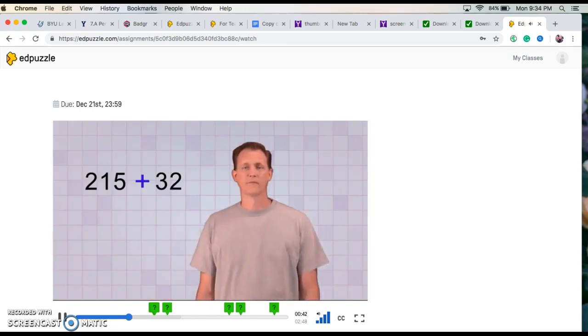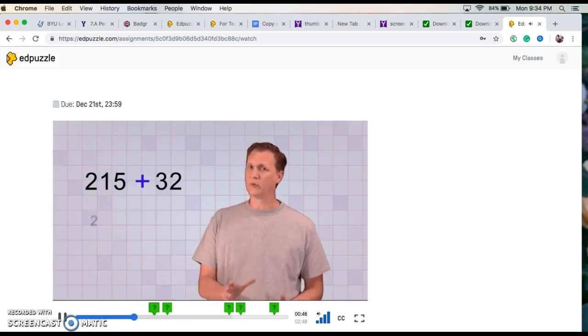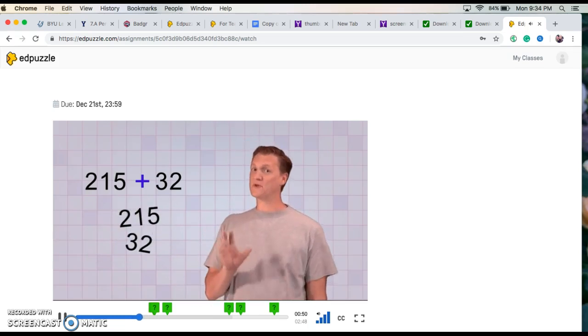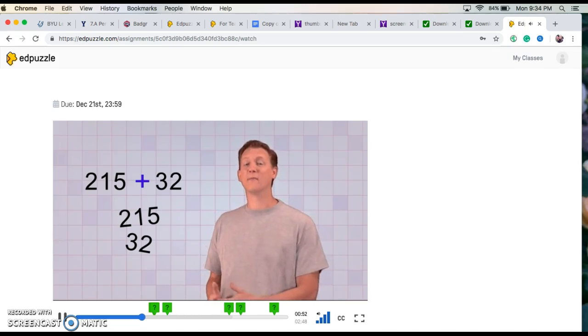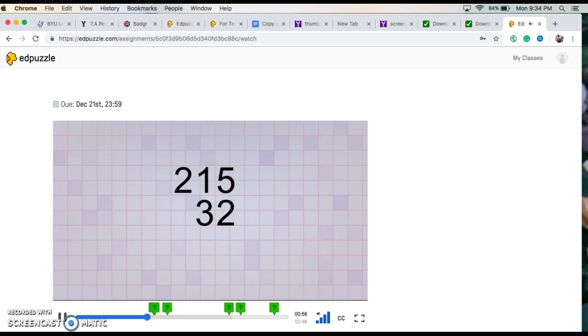Here's how it works. The first thing we need to do is stack the numbers up. And by that, I mean rewriting them so they're on top of each other like this. Don't be sloppy. Make sure they line up nice and straight. That's more like it. But here's the most important part. Be sure to line up the number places so that they're directly over each other.